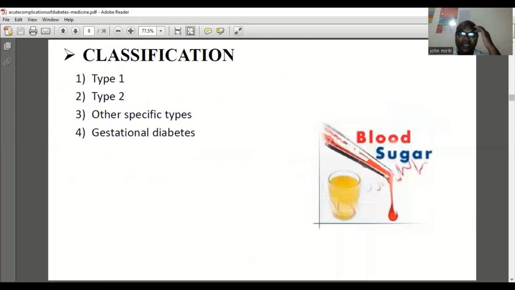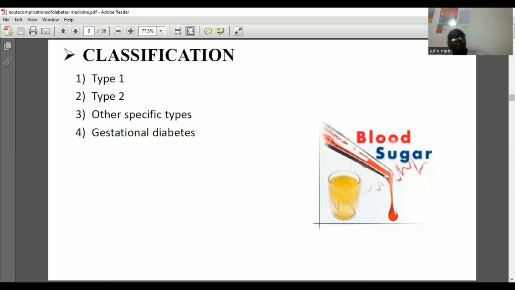Now, let us see these classifications of diabetes. There are around 8 to 10 classifications of diabetes, but let us look at these 4. The first one is type 1 diabetes, where there are no beta cells and the patient depends on insulin. Some literature will call it insulin dependent diabetes. Type 2 diabetes is another one where the patient can take oral drugs, and there are others such as MODY and LADA types of diabetes.